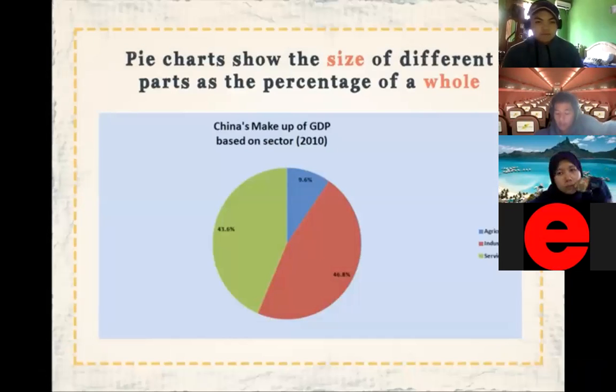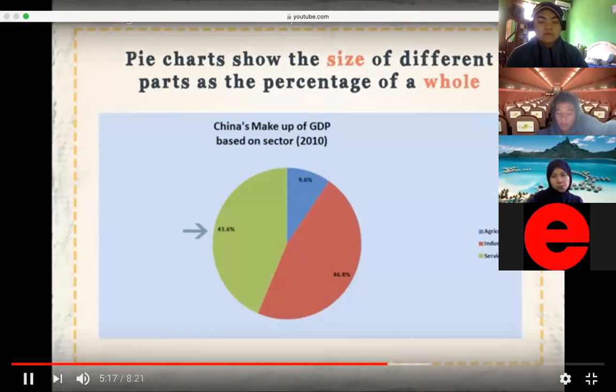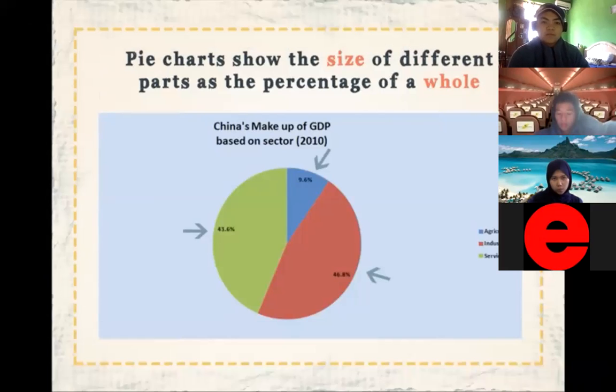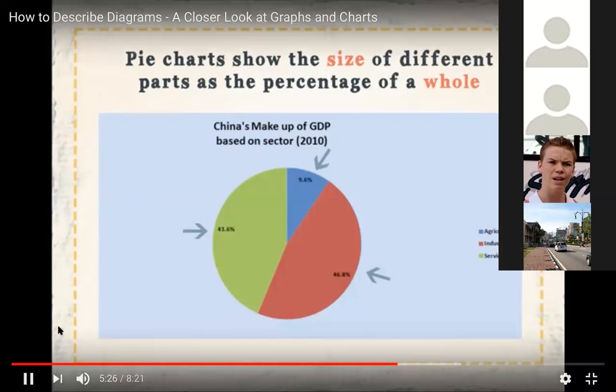Pie charts show the size of different parts as the percentage of a whole. As we can see by the following pie chart on China's GDP based on sector, 43.6% is related to state, 46.8% is related to industry, and 9.6% is related to agriculture. In total, this equals 100%.